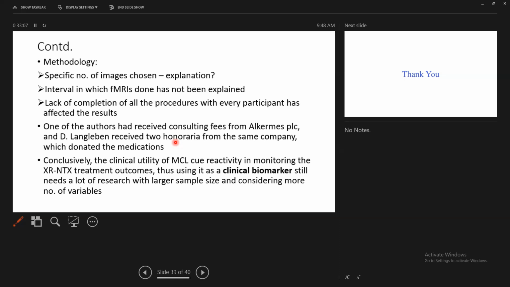Now, this has to be taken with a pinch of salt, because every time you are going with a withdrawal, where is the withdrawal? You are using detoxified patients, where is the withdrawal?